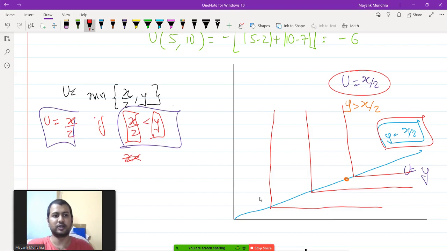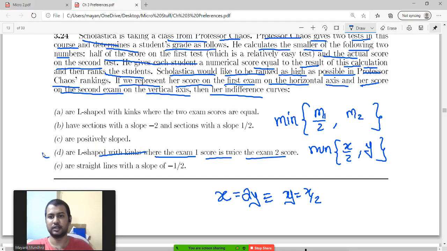So y equals to x by 2. So that is your position of all the kinks, the blue line. Okay, so all the kinks will be on the blue line. The blue line is y equals to x by 2. So yeah, D is the answer.